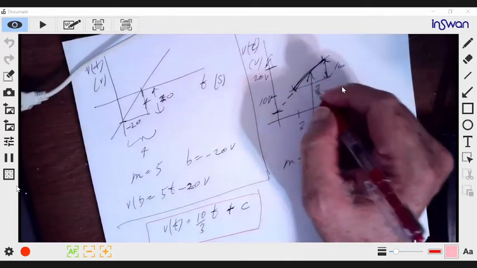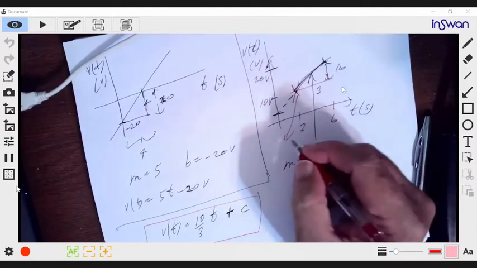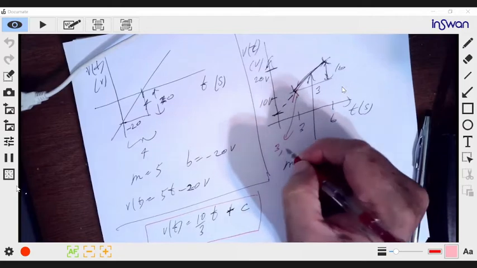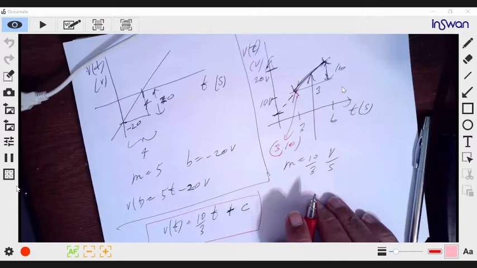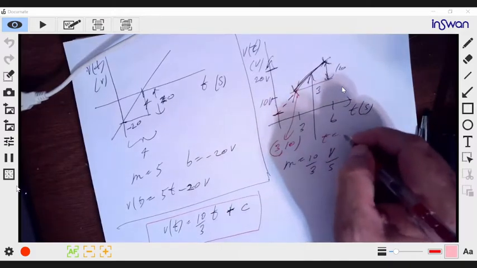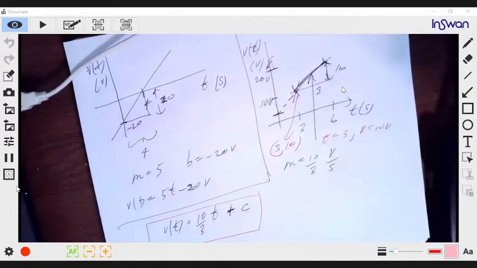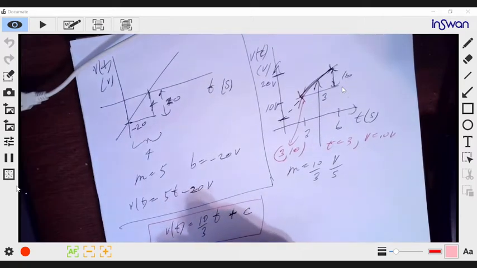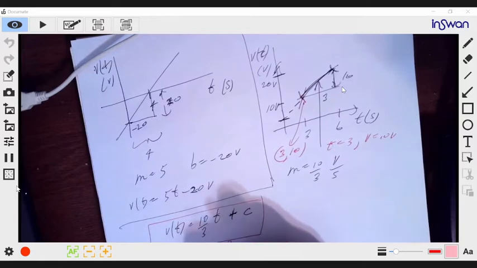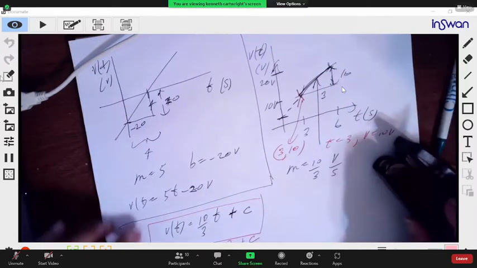We choose one point on the straight line. I'm going to choose this point right here. What's this point? 3, 10. Right? That means t equals 3 and v equals 10 at that point. So this is v of 3 equals 10/3 times 3 plus c.